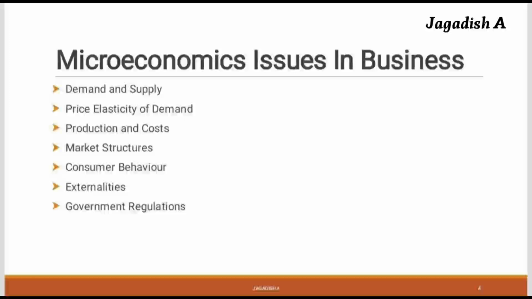Microeconomic issues in business. It involves the study of how individual consumers, firms, and markets make decisions regarding the allocation of resources. Some key microeconomic issues are: number one, demand and supply. Now let us understand this with an example. Demand for electric vehicles in India is increasing due to increasing fuel prices and government incentives. However, the supply is constrained by the availability of charging infrastructure and the production capacity of EV manufacturers.